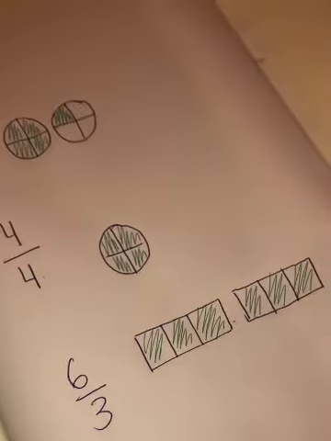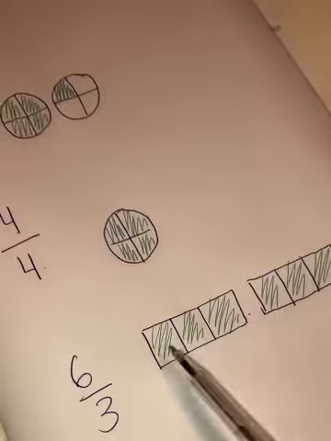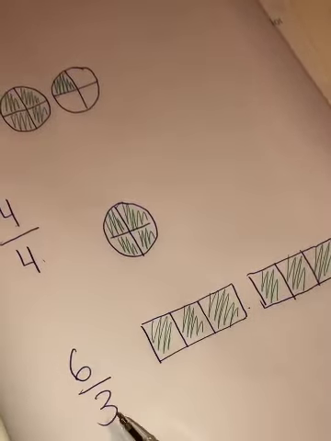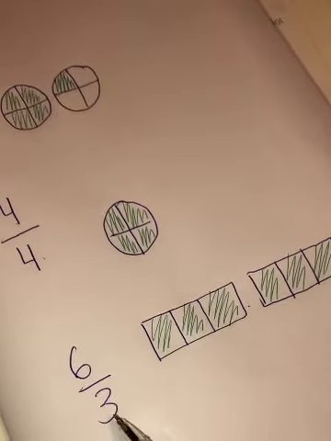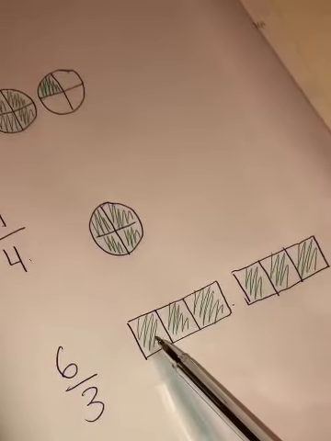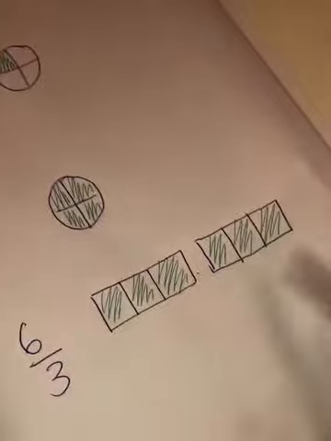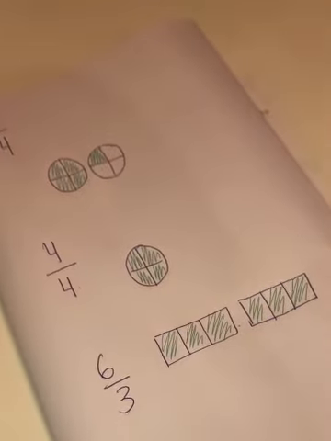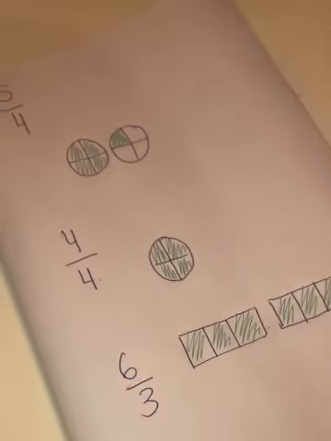So let's double check. Each whole consists of 3 parts. So that's right, because my denominator is 3. Let me check. Did I shade 6 parts for the numerator? 1, 2, 3, 4, 5, 6. All 6 are shaded. This is how an improper fraction is modeled.